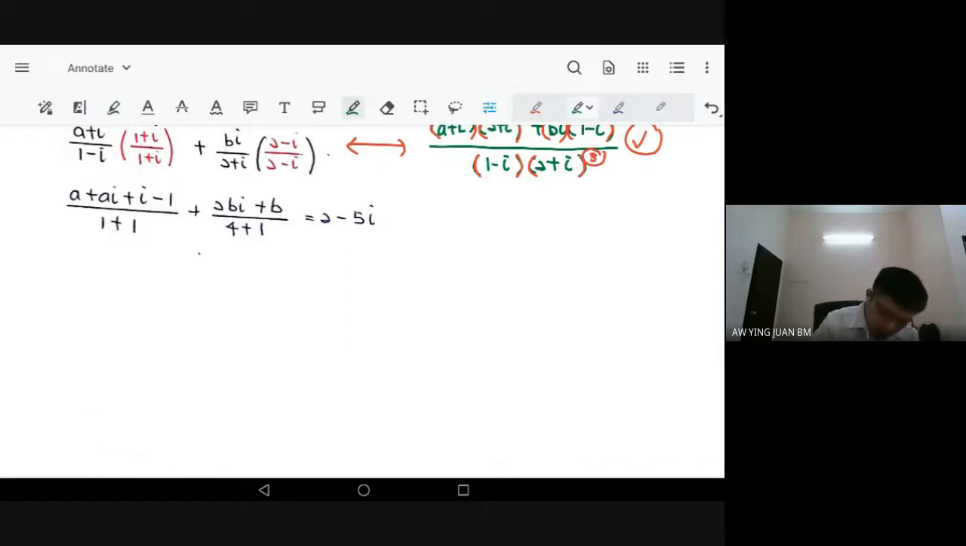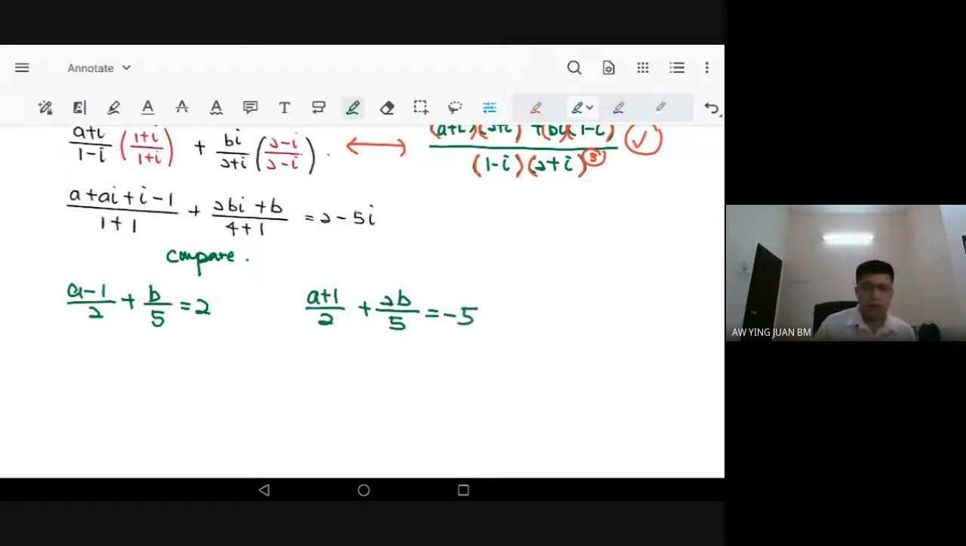Ya, compare. So bila saya compare, saya dapat A minus 1 over 2 plus B over 5 is equals to 2. Okay, ini yang saya dapat. Next, saya ada A plus 1 over 2 plus 2B over 5 is equals to negative 5. Okay, ini pengalaman saya lah. Dan yang bawah tu, you boleh fikirkan contoh. A minus 1 multiply with the 5 plus 2B is equals to 20. Apa yang saya buat? Saya equal the denominator, then saya cross multiply.